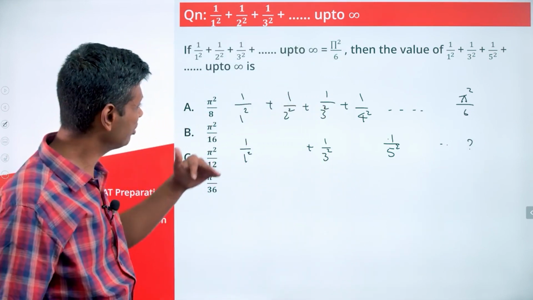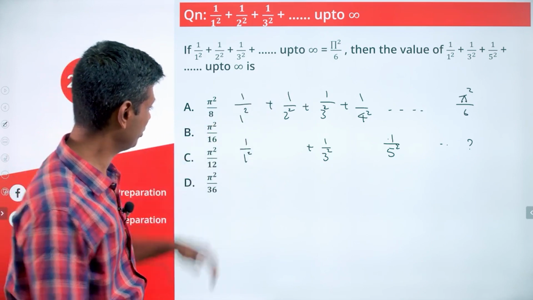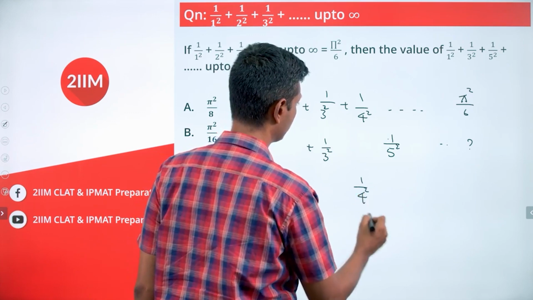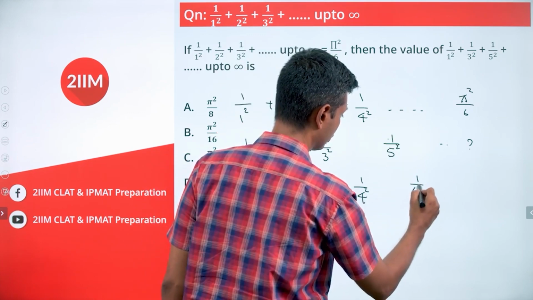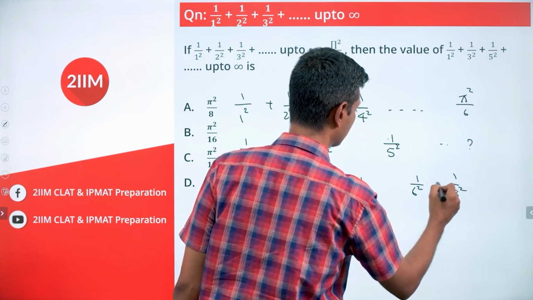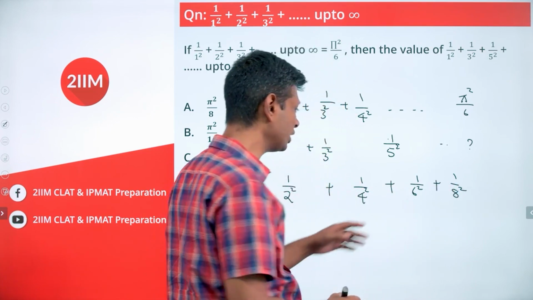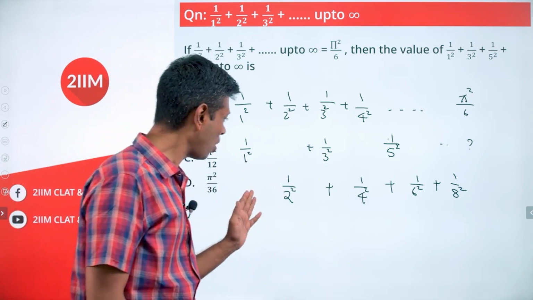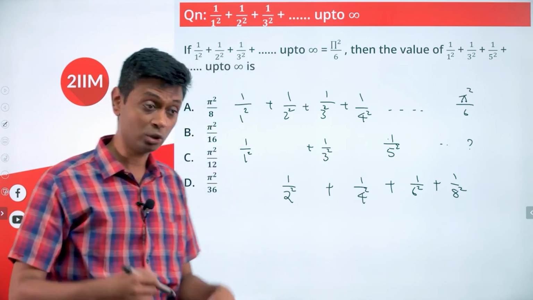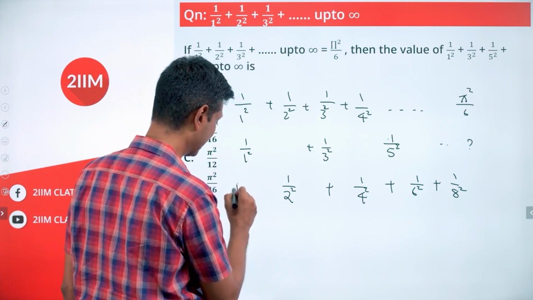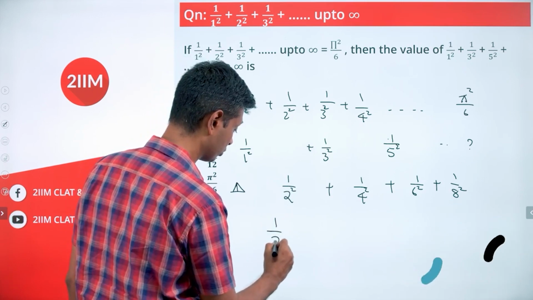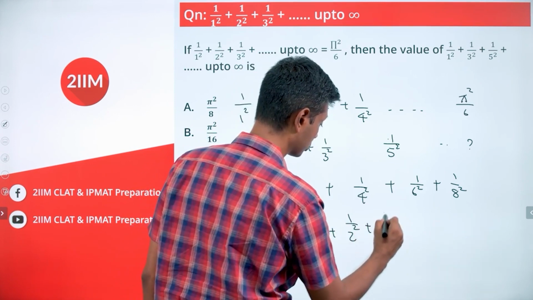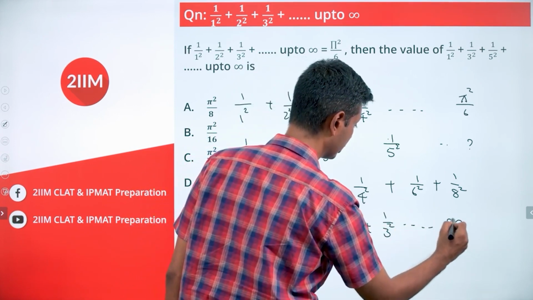Think about it. What is missing from this? What is missing here is 1 by 2 square plus 1 by 4 square plus 1 by 6 square, 1 by 8 square, etc. This is all even terms. This is the missing part. Now, from this missing part, all of these are even terms, so I can take out a 1 by 2 square. This missing part, the delta, take out a 1 by 2 square. This is 1 by 2 square into 1 by 1 square plus 1 by 2 square plus 1 by 3 square all the way up to infinity.